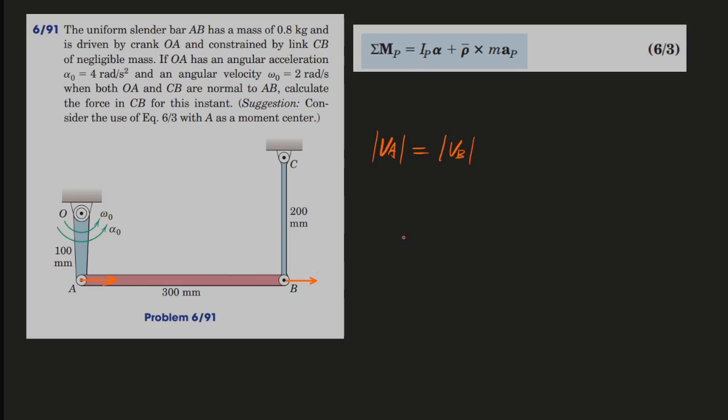Why? Because if you think of this intuitively, bar AB is a rigid bar. If A is greater than B and they're all going in the horizontal direction, what does that mean? It means the bar is getting squished. So instead of being 300 millimeters long, it'll go to like 290 something. Since we know it's rigid, the speeds must be the same.